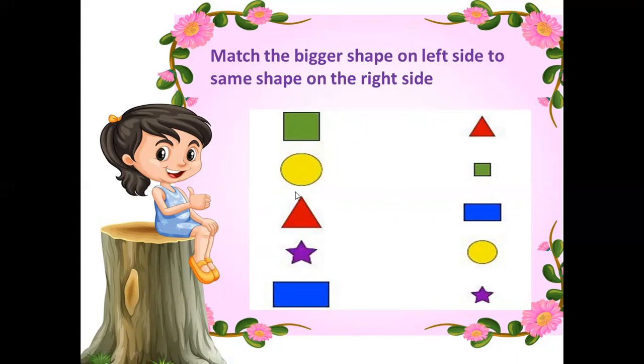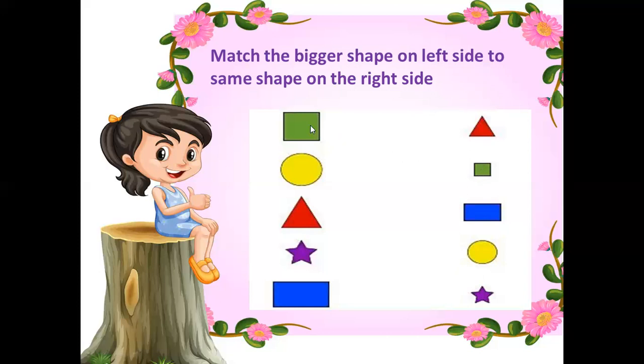And in this side all the shapes are big, and in this side the same shapes but they are smaller in size. So what you will do, you will find out from the left to the right side the same shape, and you will match it. Now look here, there is a shape of square. So find out where is the shape of square. This one is the shape of square.